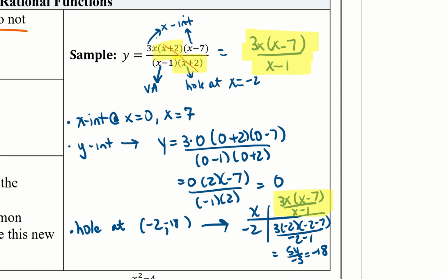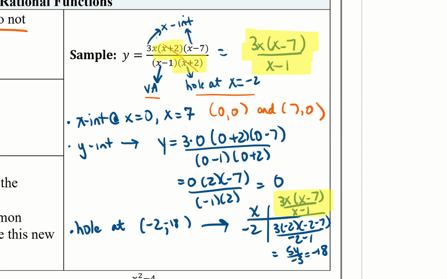Now I have everything all factored. Once things are factored, those are how we find important things. If a factor repeats, that's a hole. Factors on the denominator that don't repeat will tell you a vertical asymptote. Factors on the numerator that don't repeat will tell you the location of x-intercepts. So my x-intercepts come from those factors on the numerator that didn't cancel out. So those would be ordered pairs at (0, 0) and (7, 0).